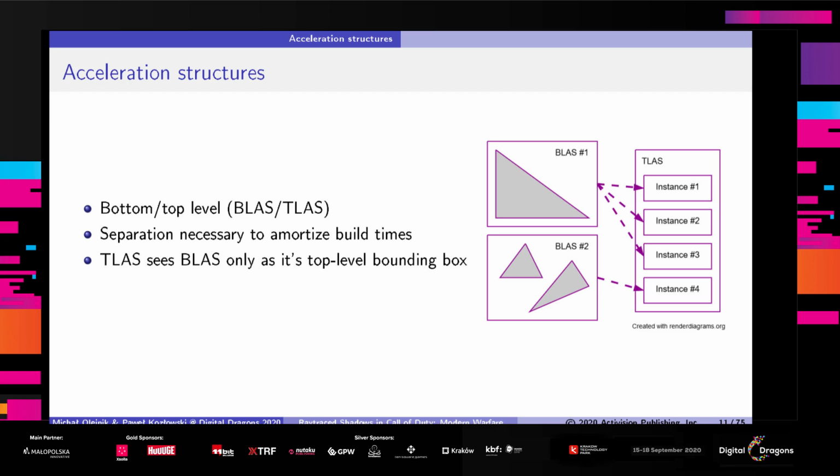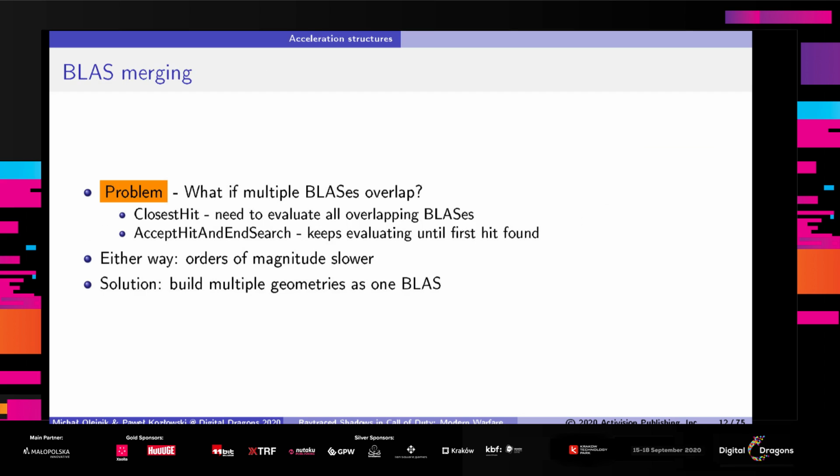However, too naive an approach can have significant performance implications. During TLAS building, the TLAS does not have access to the insides of a BLAS, it just sees its top-level bounding box. This degree of separation is necessary. TLAS build times have to be kept on the low side, since they are rebuilt every frame. The problem materializes when multiple BLASes have overlapping bounding boxes. Regardless of whether you need closest or any hit, what usually happens is that ray traversal has to test against multiple BLASes, so performance degrades extremely fast.